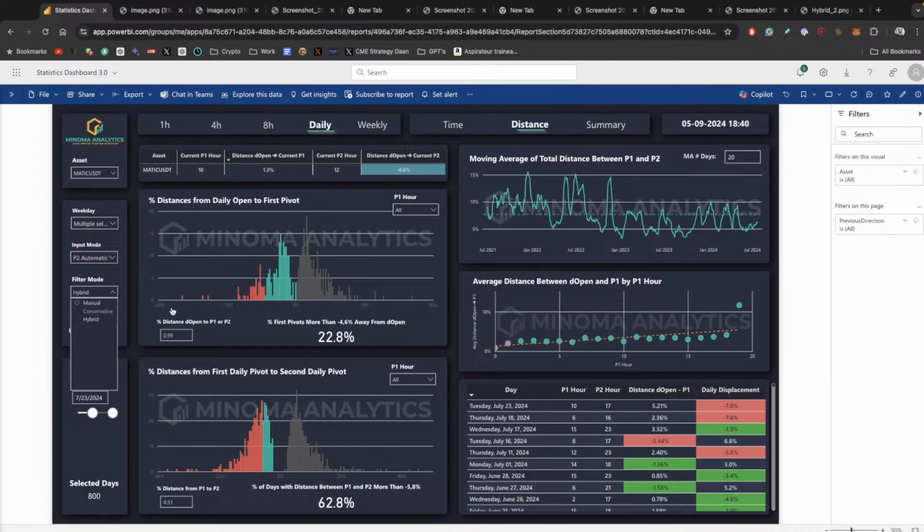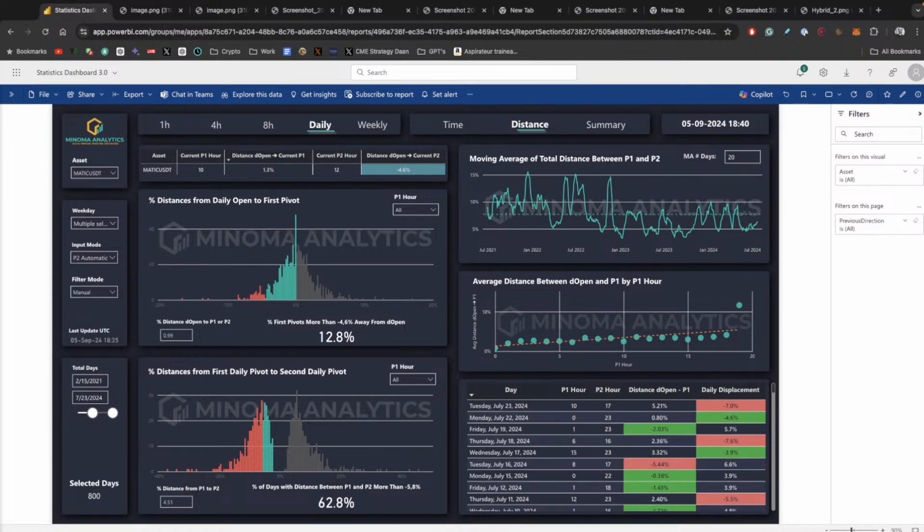And this will now act the same as conservative filtering. So if I press the conservative, it will be exactly the same, right? Because if P1 is put in after hour 1, hybrid filtering works the same as conservative filtering. If not, it works the same as no filtering. So I know that was a lot, but I hope it makes sense.